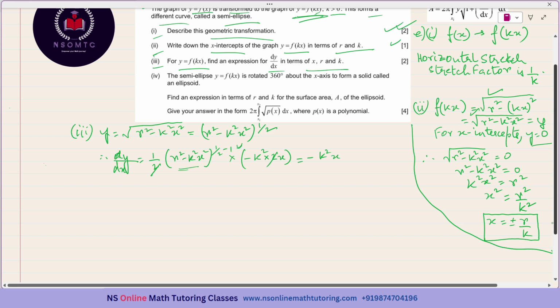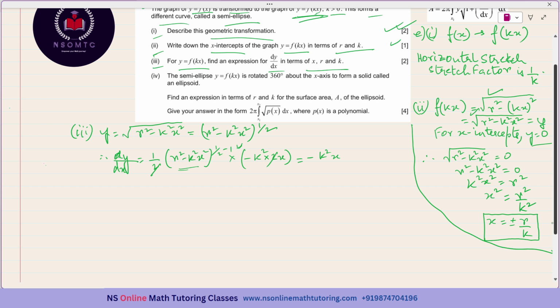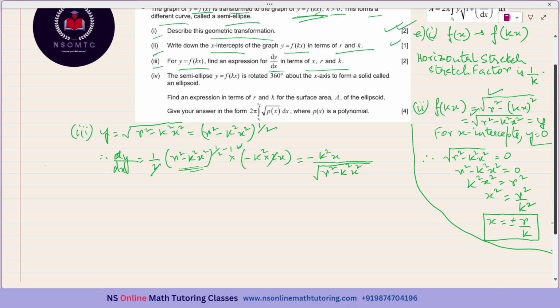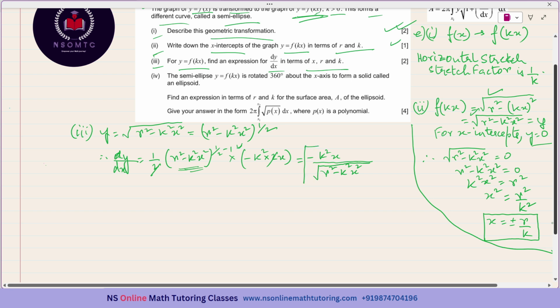Since it is having a negative power, I can bring this down to the denominator. It will be r square minus k square x square to the power of positive half, or I can bring back the radical sign again. So it is minus k square x over square root of r square minus k square x square. Okay.